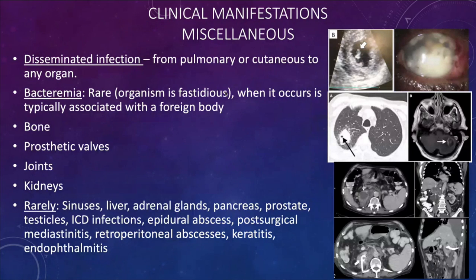What are some miscellaneous manifestations of nocardiosis? Again, we mentioned the potential for disseminated infection, so it can affect bone or prosthetic valves. You can have prosthetic valve endocarditis due to nocardiosis. It can involve joints. It can affect the kidneys, and rarely you can have any of these syndromes that I've listed in the slide. So think about potential for ICD infections, nocardia of the testicles, keratitis, endophthalmitis due to nocardiosis. Those types of syndromes you want to think more about in immunocompromised individuals, certainly.